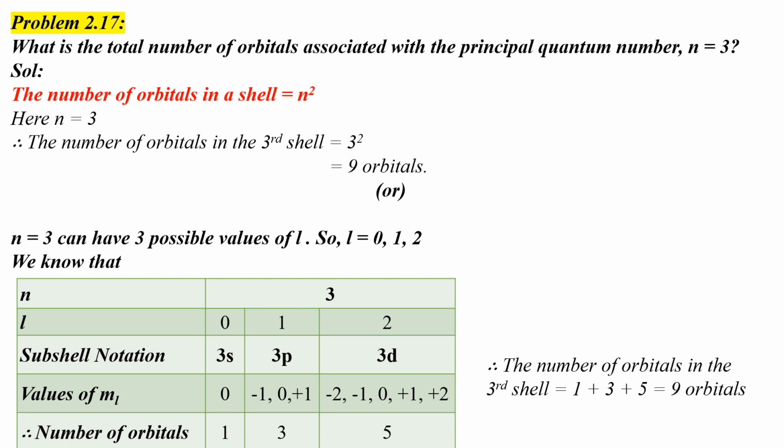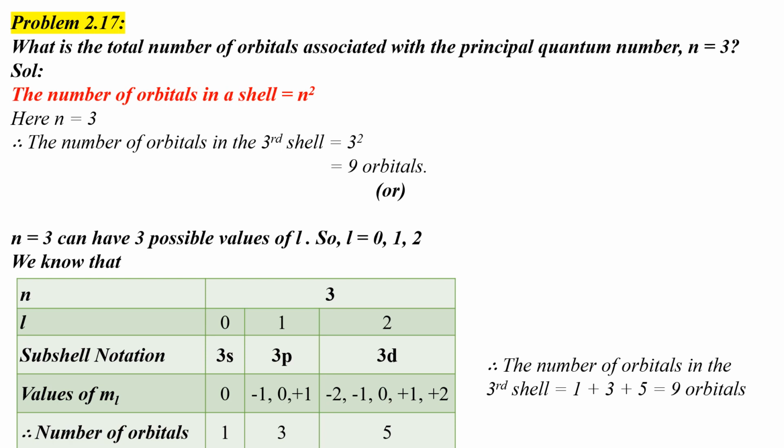Since these 3 subshells are inside the third shell, you write the number 3 near each of the s, p and d notations. So you get 3s, 3p, 3d. Now, the values of ml. If the value of l is 0, the value of ml would be 0. If l is 1, then you have 3 values for ml: -1, 0 and +1. If l is 2, then you have 5 possible values for ml: -2, -1, 0, +1 and +2.